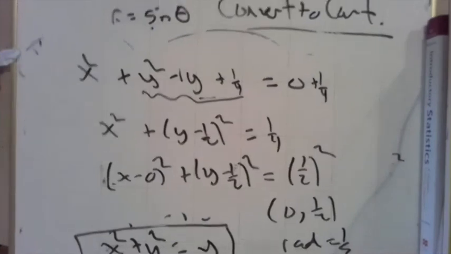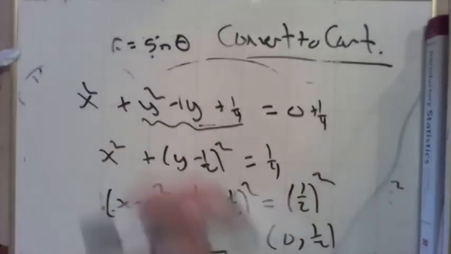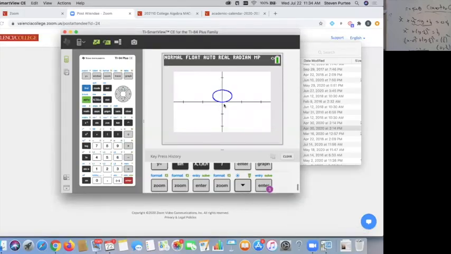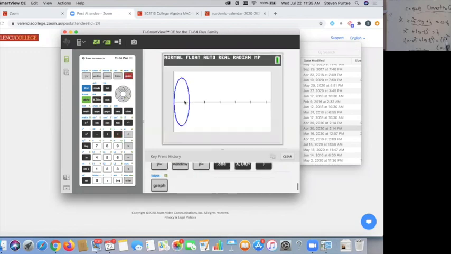So what that means is r equals sine of theta is a circle, but it's not centered at the origin. It lives up on the y-axis. r equals cosine of theta would live here on the x-axis. So r equals cos of theta looks like a circle along the x-axis.